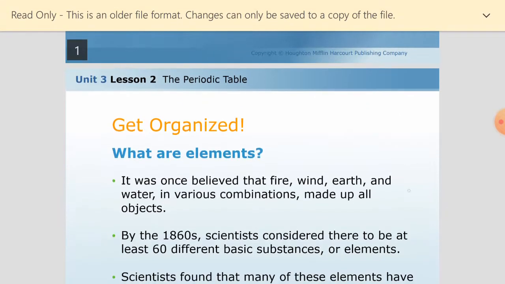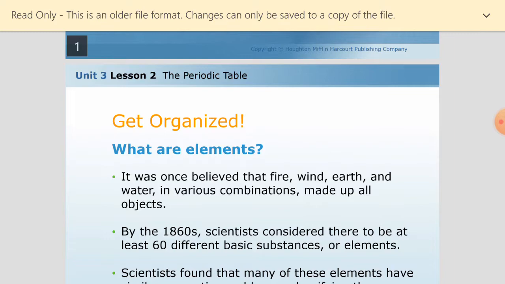Today we'll talk about the periodic table, the second lesson in Unit 3. After understanding the atom and the particles that make up atoms, which are protons, neutrons, and electrons, and after understanding what the atomic number and the mass number are, we are going to study the periodic table.